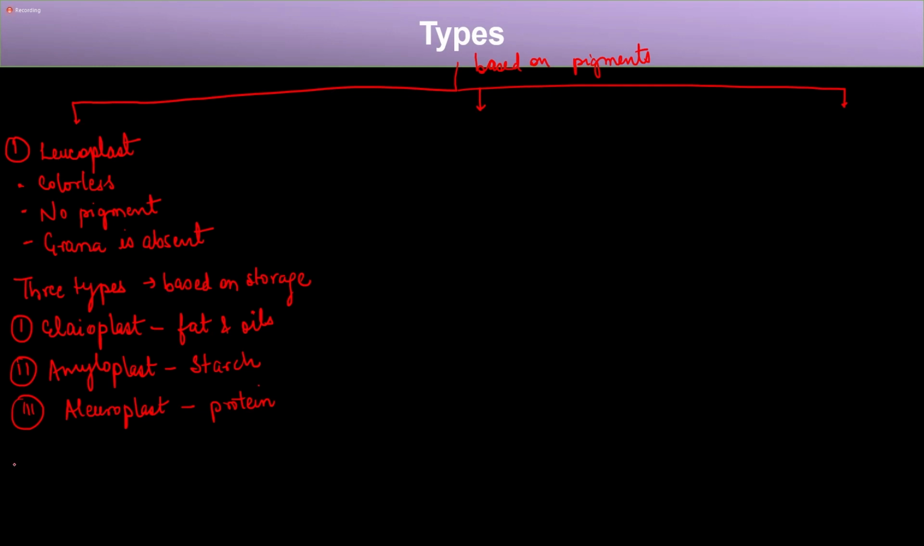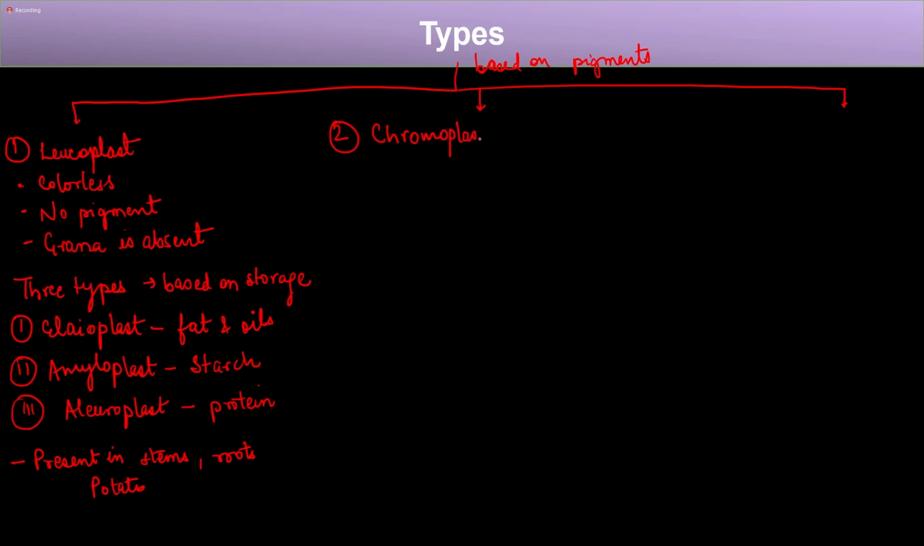Now, where are the leucoplasts present? The leucoplasts are present in stems and roots majorly. They are also present in those fruits or plants that are found underground or that grow underground, such as potato. So this is what we studied about the leucoplast, that is a type of plastid. Now the second type of plastid is chromoplast.